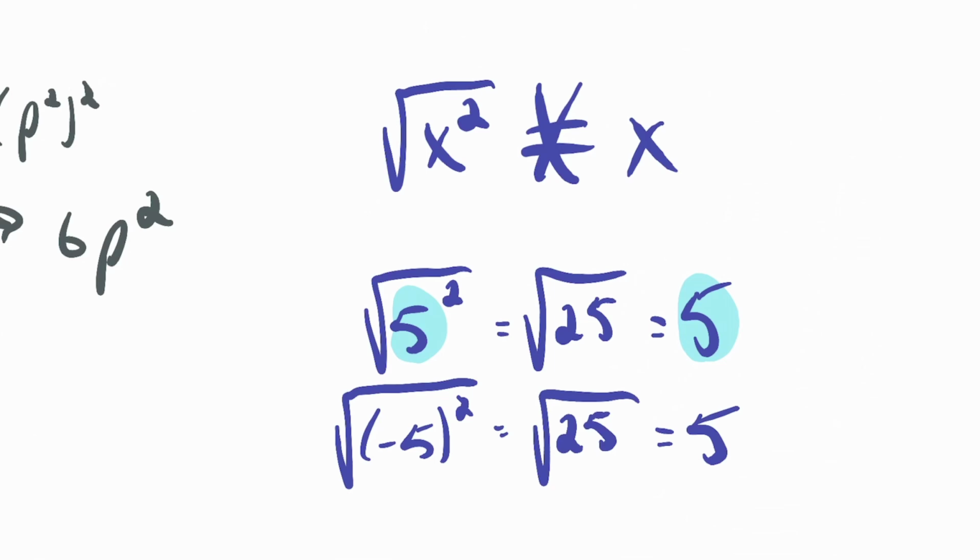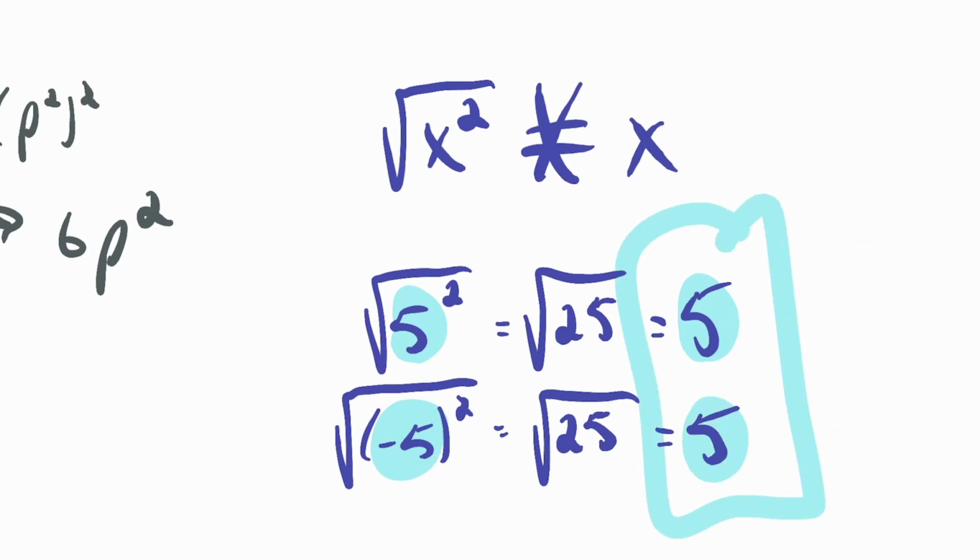There's no change. We'll say that in a second. See if you can tell what the difference is. When I start with negative 5, I still end up with 5. These two are the same at the end.